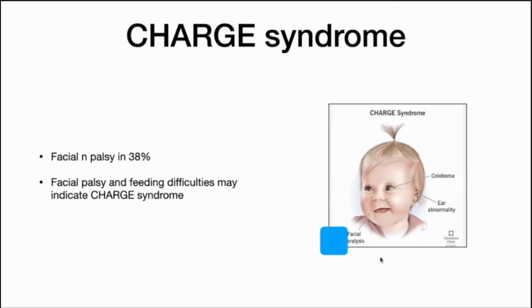CHARGE syndrome. This is a syndrome which includes coloboma of the iris, heart problems, choanal atresia, renal diseases, genitourinary diseases, retarded development, and ear anomalies. So a child with coloboma and facial palsy can be labeled as CHARGE syndrome. And what we commonly see is feeding difficulties. Not all cases of CHARGE syndrome have facial palsy. Some can have external auditory, pinna abnormality. Facial palsy is seen in approximately 38% of kids with CHARGE syndrome.